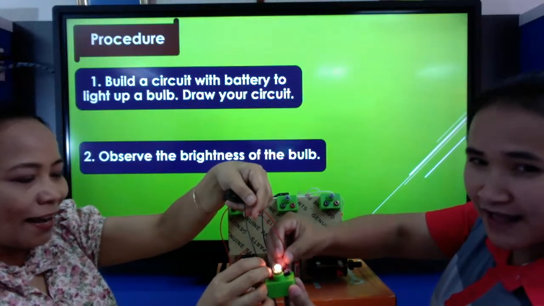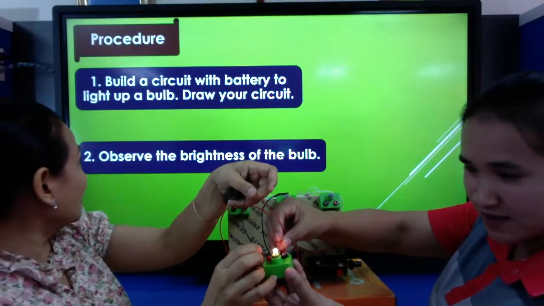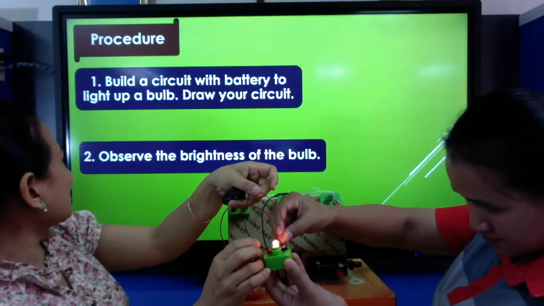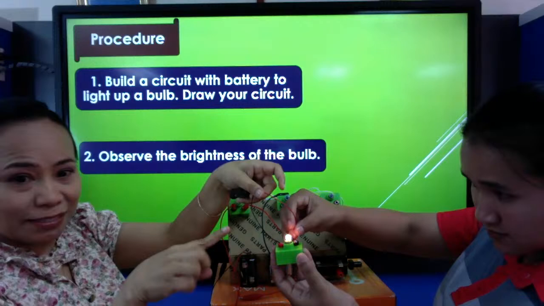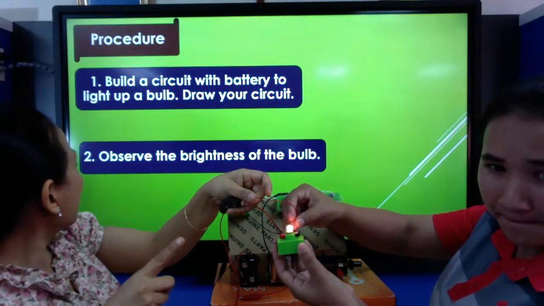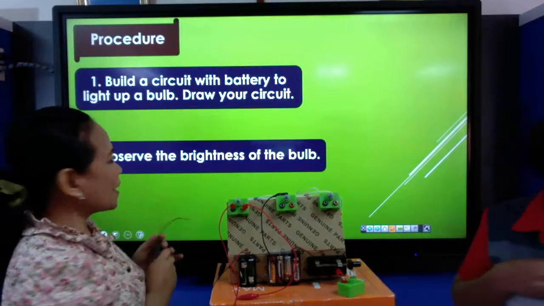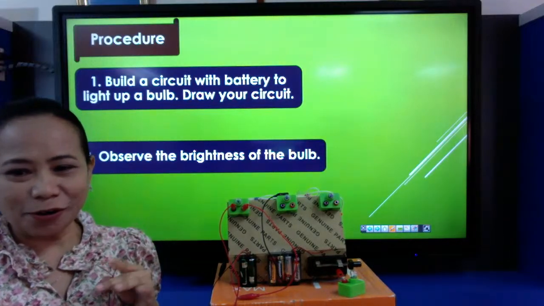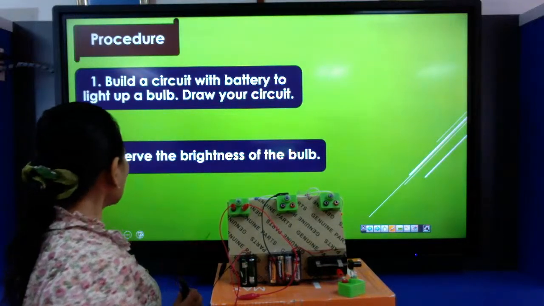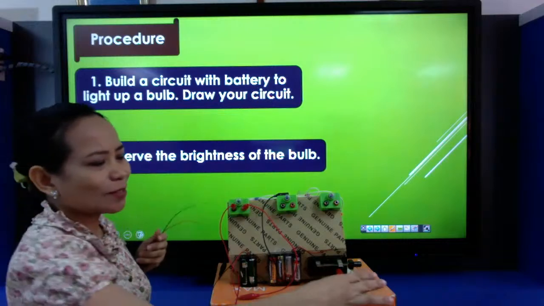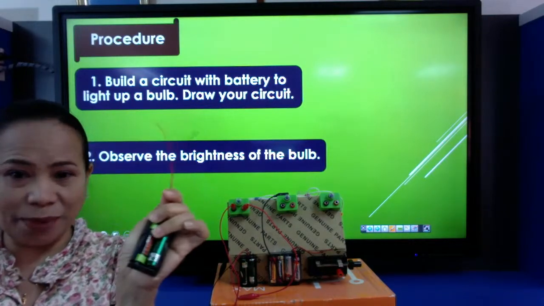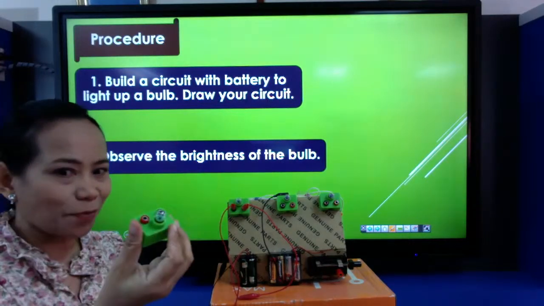Okay, this one. This is the first procedure, right? We'll build the circuit and then light up the bulb. So this is the number one procedure. For number two, okay, thank you, teacher. Observe the brightness of the bulb. So how do we observe it? How can you tell the brightness of a bulb? We are using two batteries, two dry cells, and one bulb only.